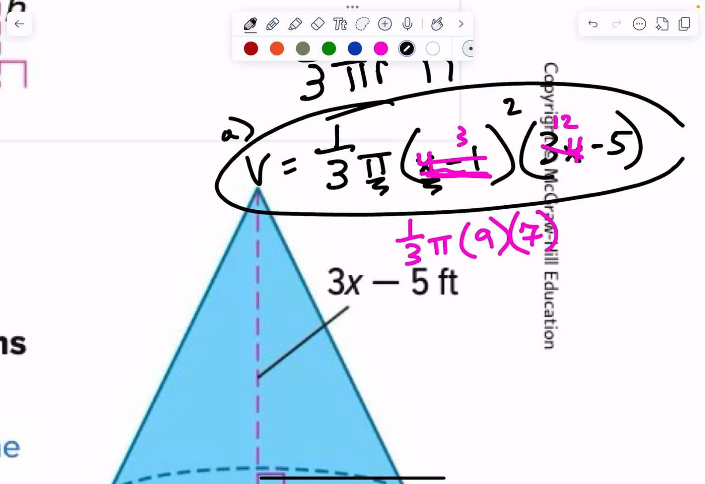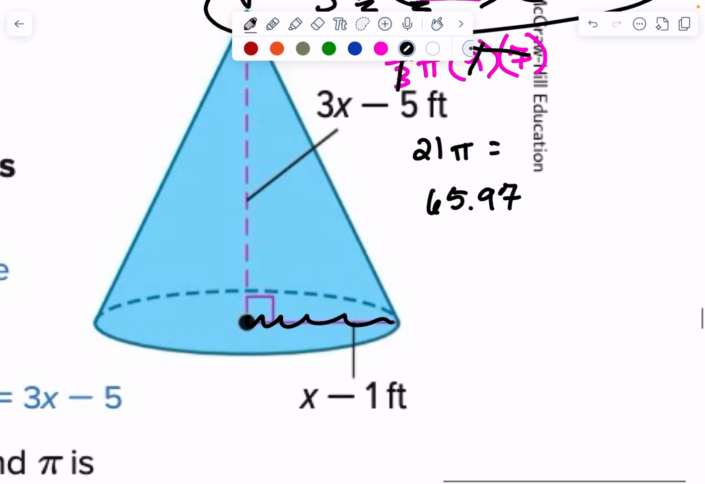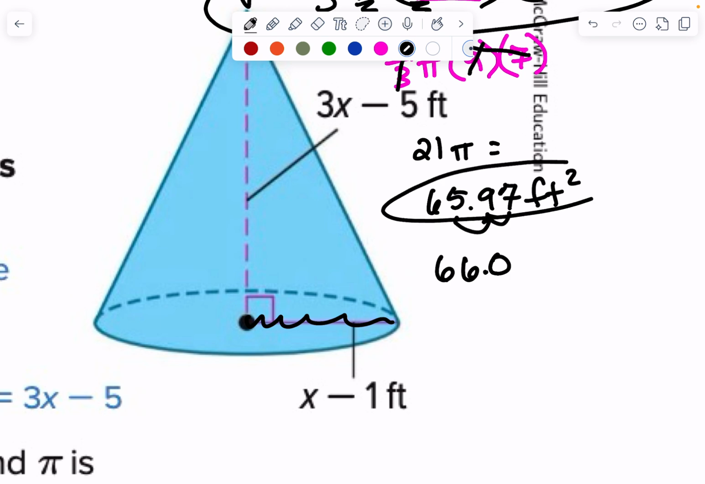Now, I can simplify some things. 1/3 of 9 is 3, and 3 times 7 is 21, and so 21 pi is the answer for the volume, or if we multiply it out, 21 pi, we get 65.97. Do at least one decimal place. I went ahead and did 2 on that one because I had already written the 5 down, and the 7 would have bumped the 9 up, and so it would have been 66.0 if we would have done one decimal place. Whatever. Do at least one decimal, so either one of those answers I will take.